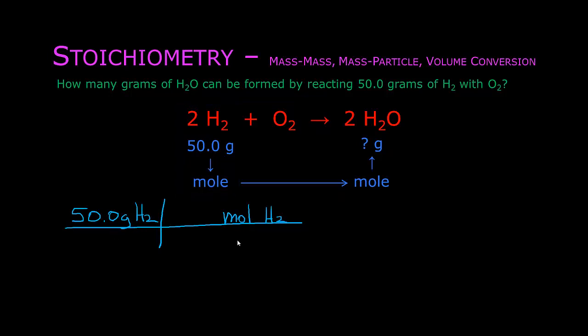Whatever units are in the upper left, we always put in the lower right. And we know this is grams per mole, so we're going to use molar mass. 1 always goes next to the mole if it's not a mole. We find the molar mass of hydrogen by multiplying 2 times the atomic mass of hydrogen, which is 1.01. So 2 times 1.01 is 2.02 grams per mole. Now we are at moles of hydrogen.